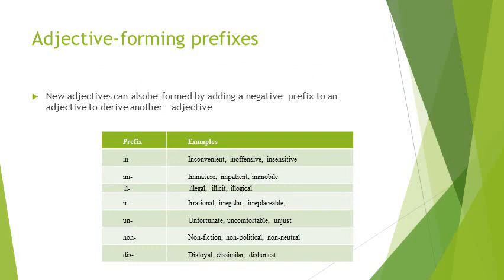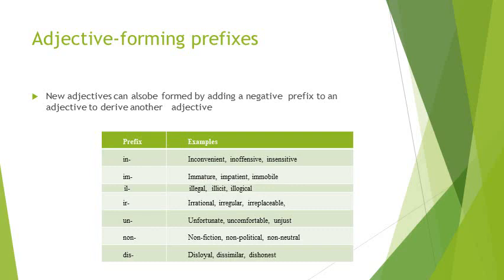Again, we can consider the case of adjective-forming prefixes. New adjectives can also be formed by adding a negative prefix to an adjective to derive yet another adjective. You want to form an adjective, and the adjective is a negative adjective. All you simply do is add a negative prefix to it. All right, take the prefix IN, meaning not.